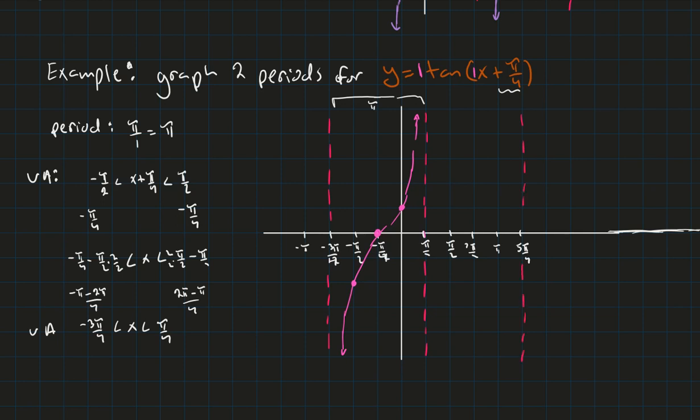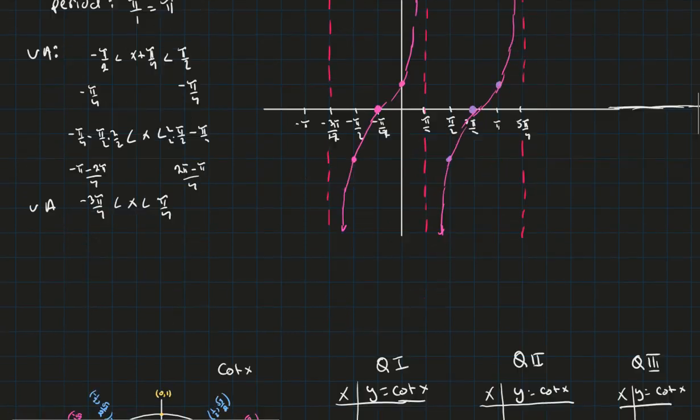The asymptote is going to go right there, halfway. And we're done. There you go. We've shown 2 periods of that function. All you really need is 3 points: min, max, middle. Right?